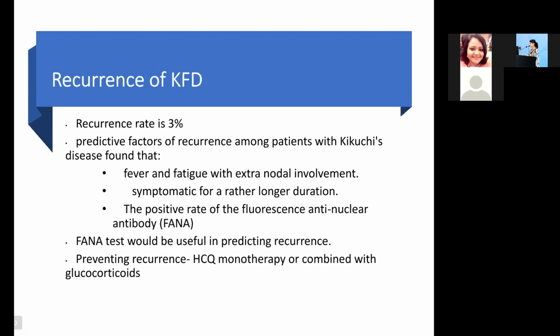The predictive factors of recurrence among patients with Kikuchi's disease are fever and fatigue with extranodal involvement, symptoms of a rather longer duration, and a positive fluorescence antinuclear antibody. So the studies have suggested the fluorescence antinuclear antibody test would be useful in predicting recurrence. HCQ monotherapy or combined with glucocorticoids can be used in preventing recurrence.